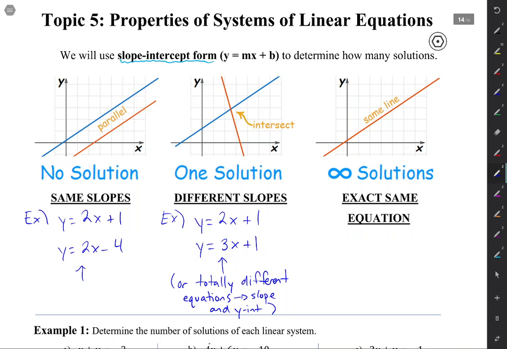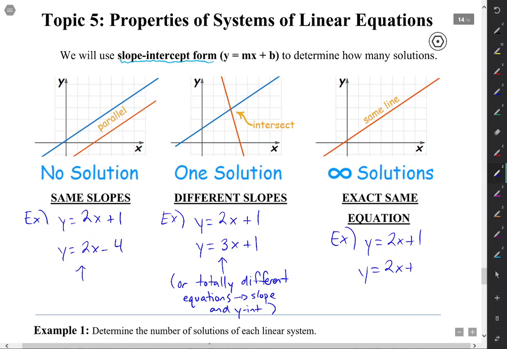And then two lines could also have an infinite amount of solutions, and that happens when they are the exact same equation. So if you were to put them in slope-intercept form and get the exact same slope and y-intercept, you would know that these two equations are identical. So for example, if we had y is equal to 2x plus 1 and y is equal to 2x plus 1, the two equations have to be identical, and then that means they're the exact same line, and they will be touching in every single spot possible. So therefore, there will be infinite amounts of solutions.